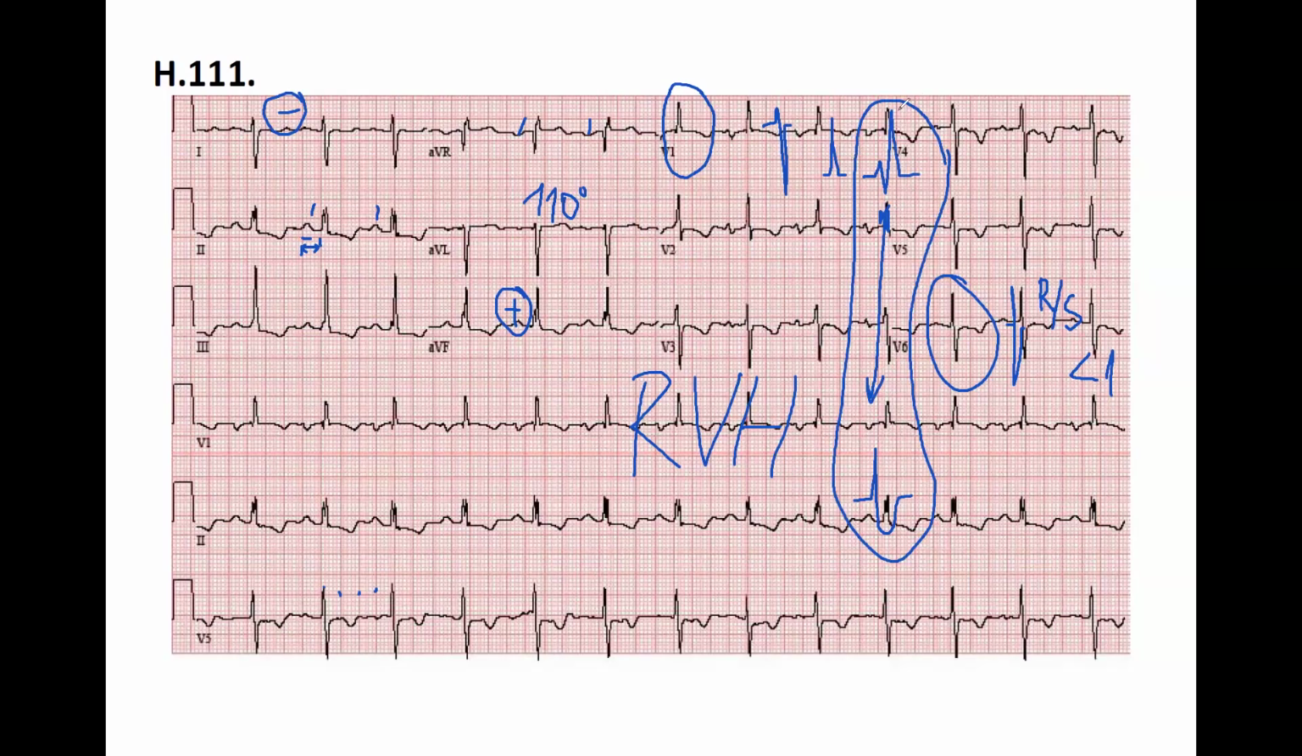Because in right bundle branch block, we can see a big R wave in V1, V2, but in the RS complex in V6, the S should be wide, and especially in lead number 1 as well. And here it is relatively narrow, but it can be an incomplete right bundle branch block, but this is a right ventricular hypertrophy, because you do not see that the second part of the QRS complex is widening a little bit. So this is a simple right ventricular hypertrophy.